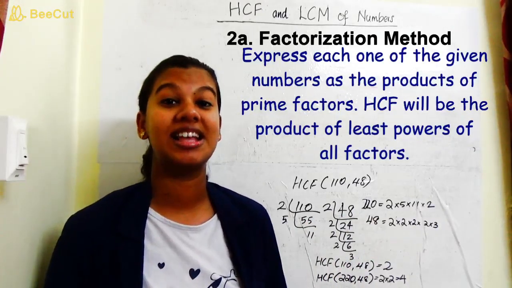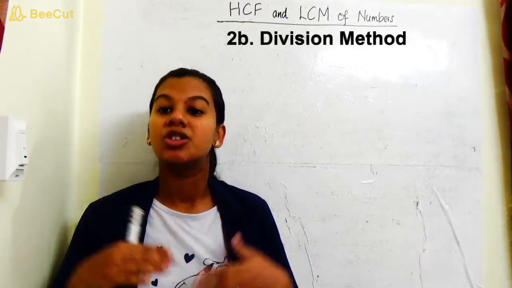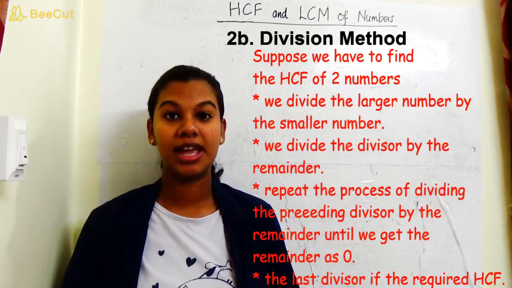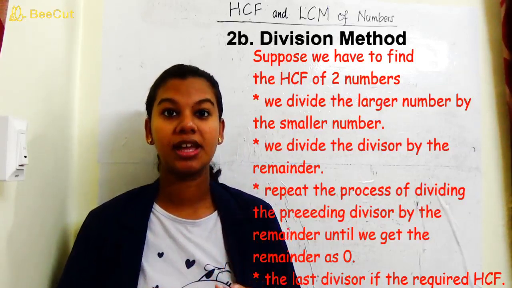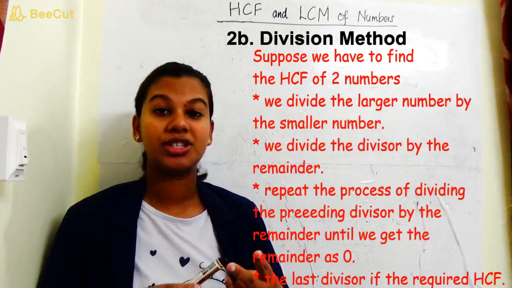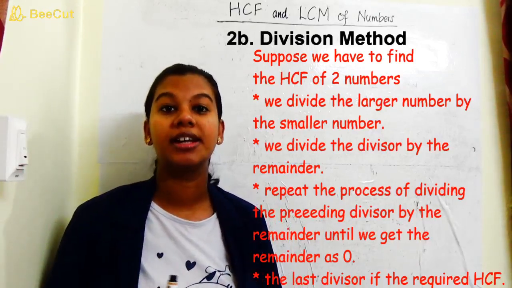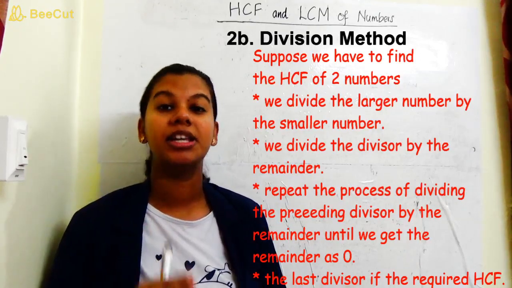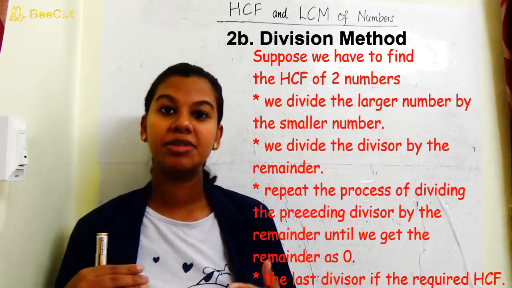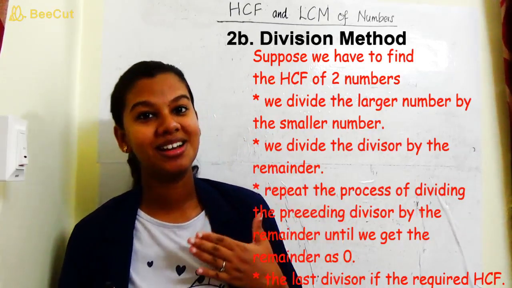So next, let's see the next method. Now the next method is the division method. Okay. So in the division method, suppose there are two numbers, say x and y. The steps we need to follow in this method are as follows. We have to see which of these two is the larger number, and we have to divide the larger number by the smaller number. So when we divide, we'll get a remainder. Sometimes if the remainder is 0, then the divisor, the smaller number, will be the HCF.